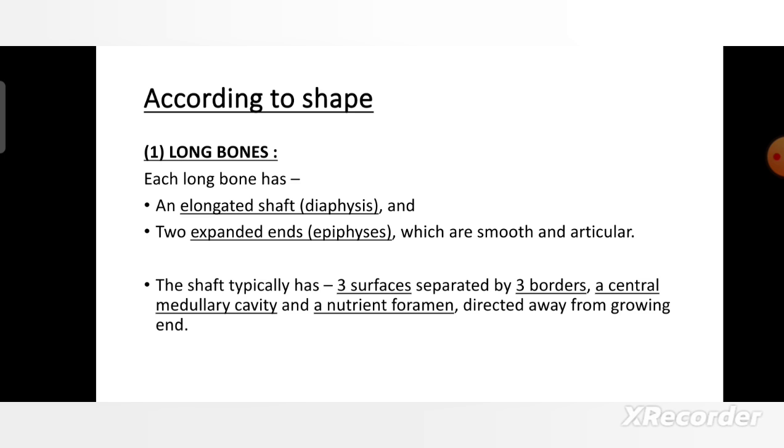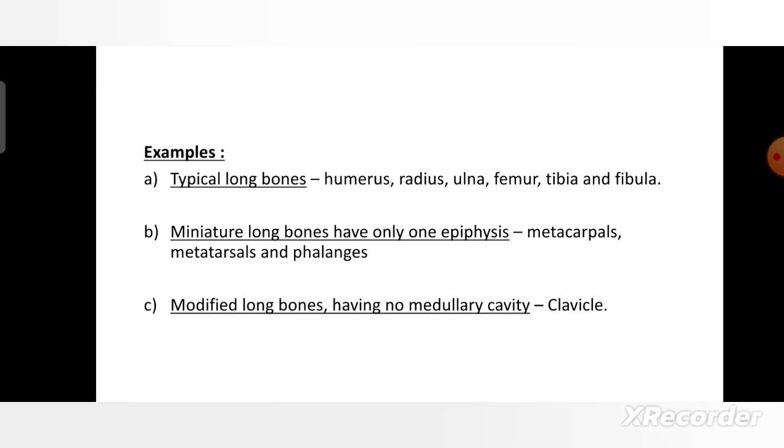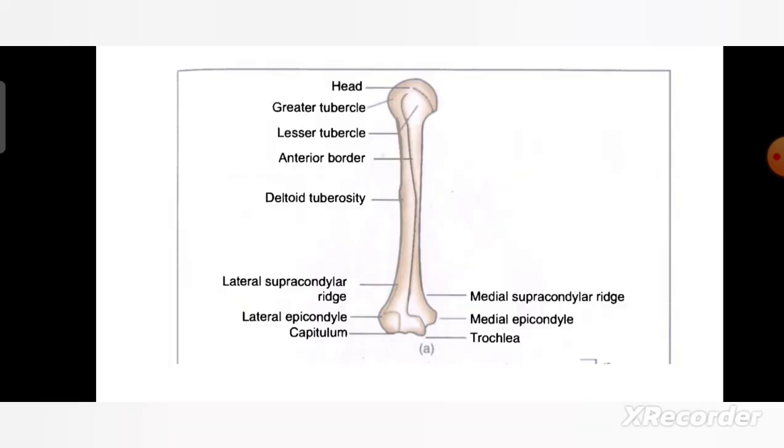The shaft or the diaphysis typically has three surfaces separated by three borders, a central medullary cavity and a nutrient foramen directed away from growing ends. Typical long bone examples are humerus, radius, ulna, femur. Miniature long bones with only one epiphysis are metacarpus, metatarsus and phalanges. And modified long bones having no medullary cavity, that is clavicle.